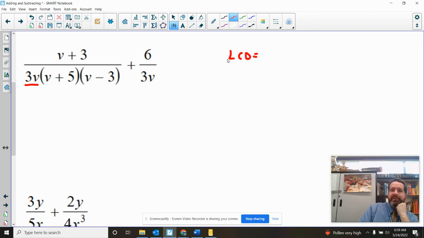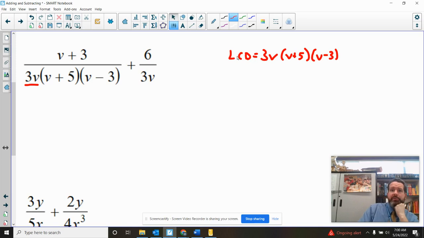Well, it's gotta have a 3v. It's gotta have a v plus 5. It's gotta have a v minus 3. So it must have every factor of that first denominator. It's also gotta have a 3v, but we've already got 3v listed. You don't need to list it again. If what this denominator needs is already here, that means we're good.